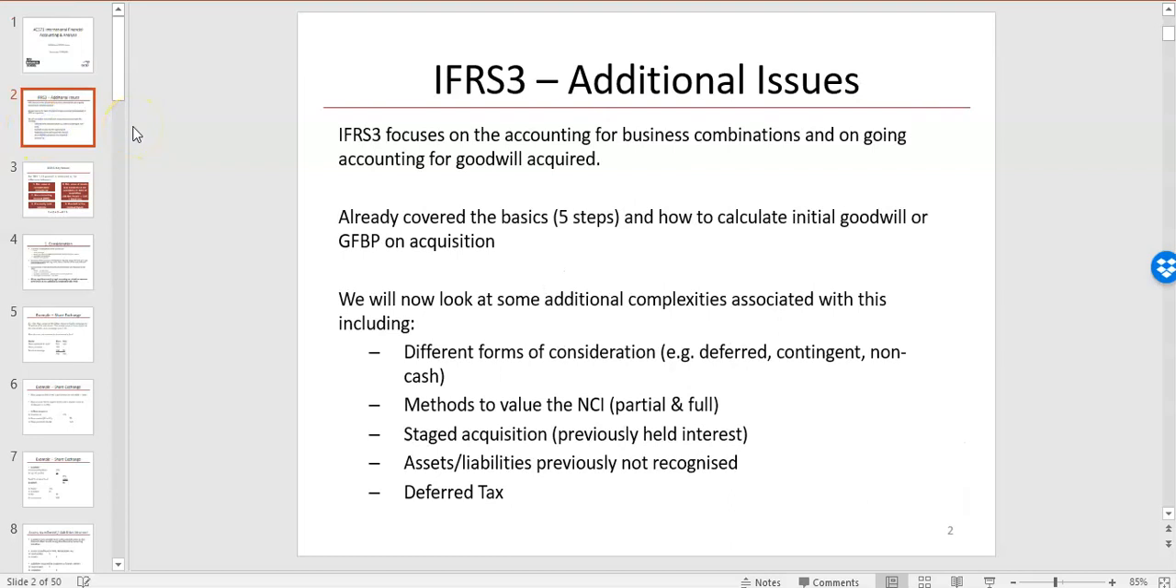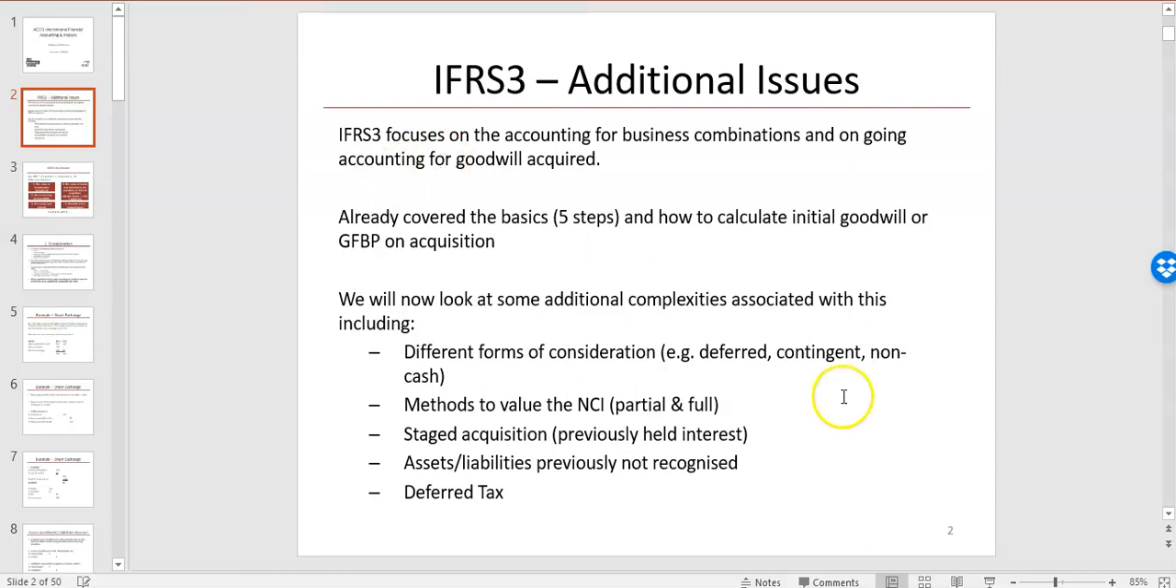So we've looked at the basics already in terms of the 5 steps. Identifying the date of acquisition, identifying the acquirer, identifying the consideration, valuing the assets and liabilities of the subsidiary, and calculating goodwill, or it could be negative goodwill, known as gain from bargain purchase. What we're going to look at now is additional issues, or if you want, advanced issues, the more complexity.